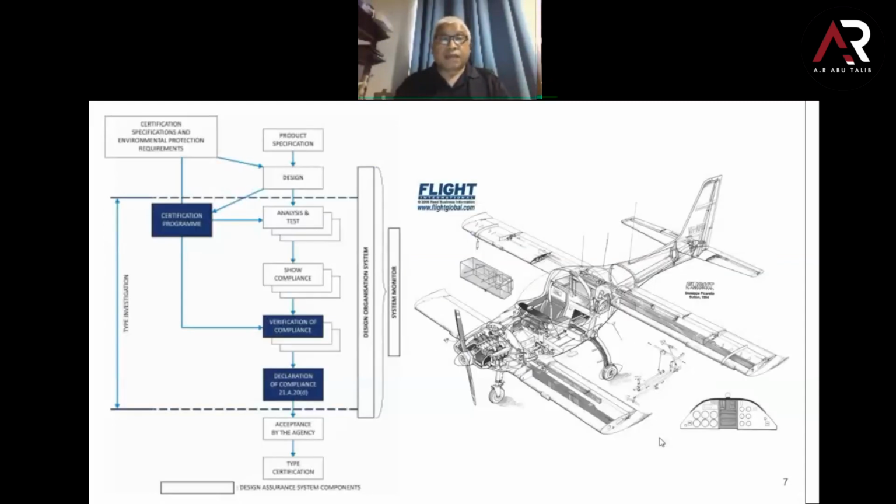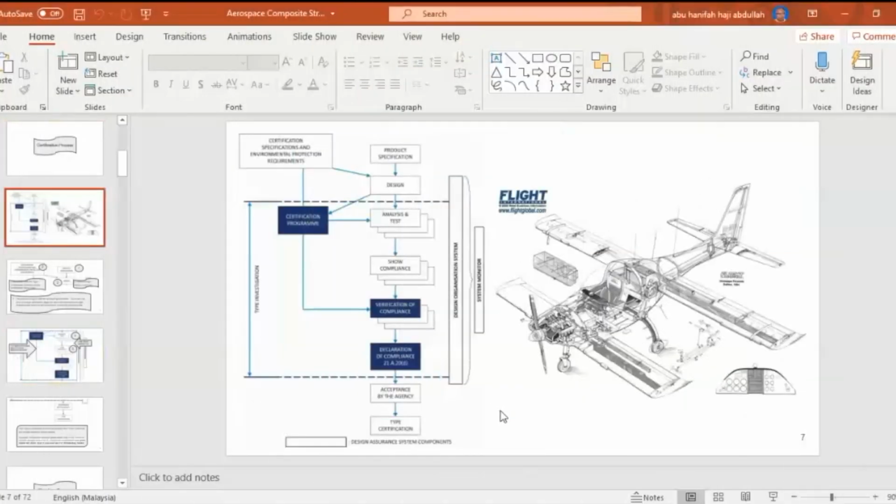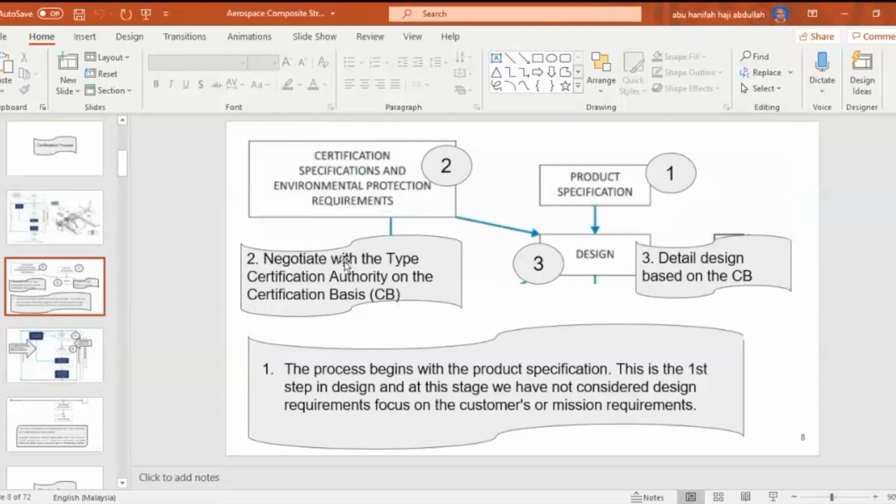You can see on the right top corner, product spec. The product spec is in an isolated box, meaning that whatever you want, based on your customer or your mission requirement, you design the product. Do not think of the certification requirement, do not think of any other limitation. On the left, you can see the whole chart. This is the certification process for aircraft, for products, and it begins with the product spec.